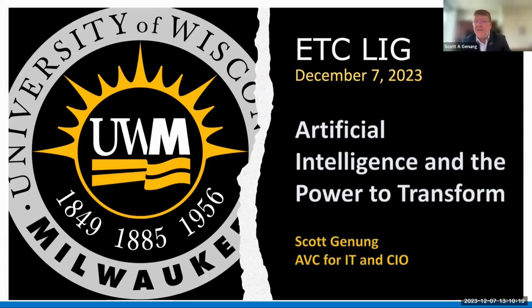Hello, everyone. My name is Scott Jananga. I'm the Associate Vice Chancellor for IT and CIO here at the University of Wisconsin-Milwaukee. And I'm just excited to be here and chat with you about artificial intelligence and the power to transform.